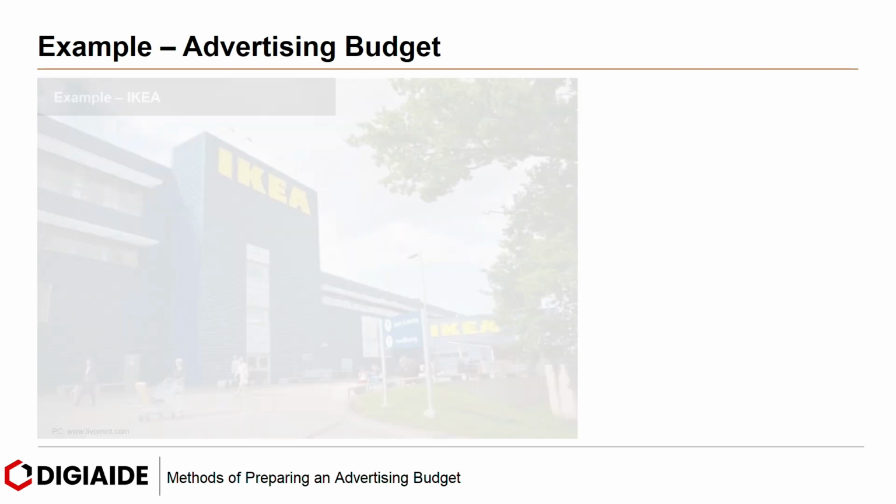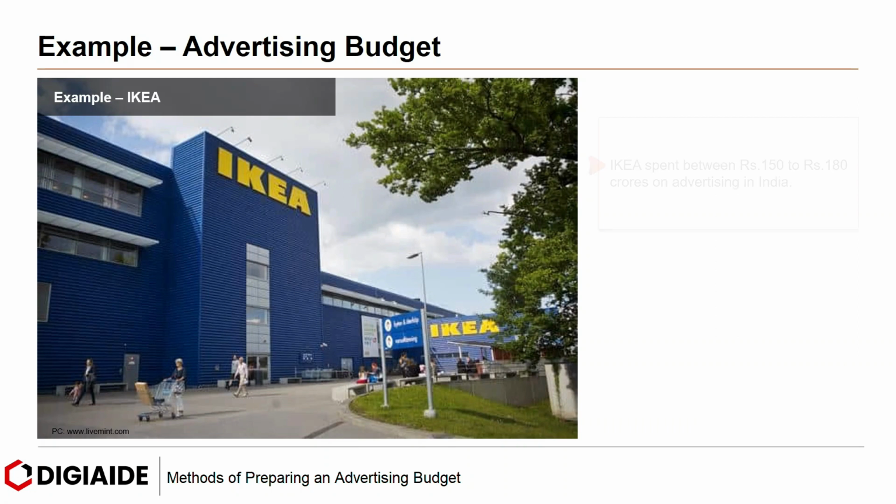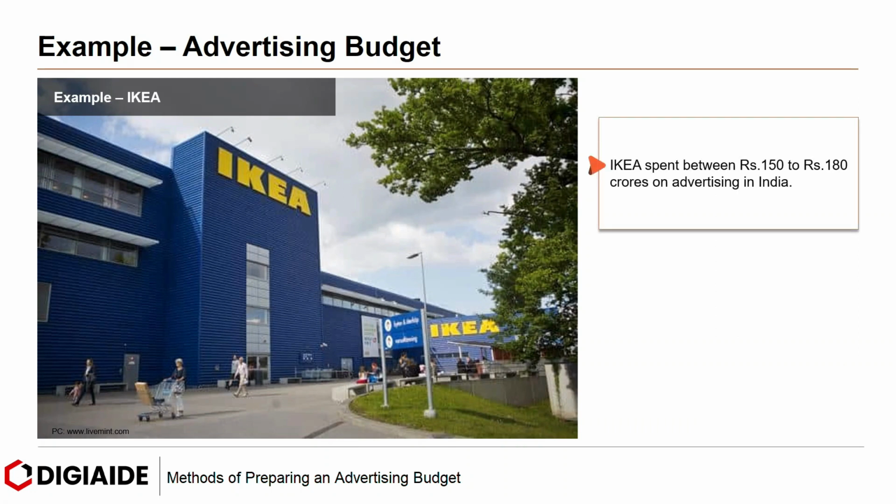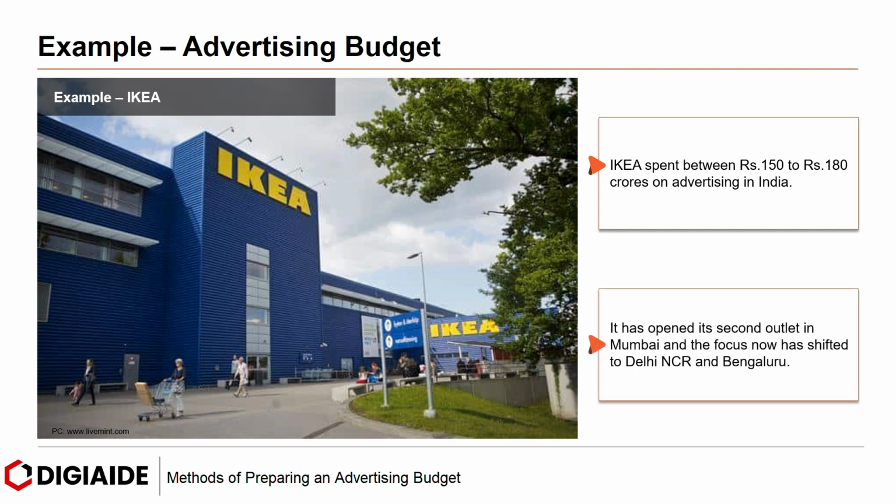Moving on to the next campaign by IKEA. IKEA spent about 150 to about 180 crores on advertising in India. It has opened its second outlet in Mumbai and the focus now has shifted to Delhi and Bengaluru.